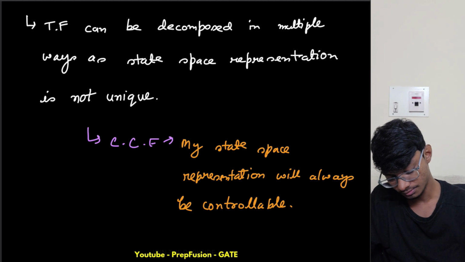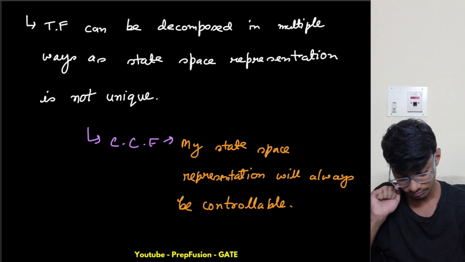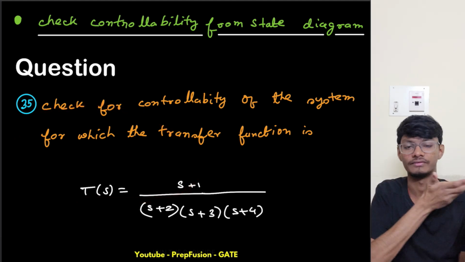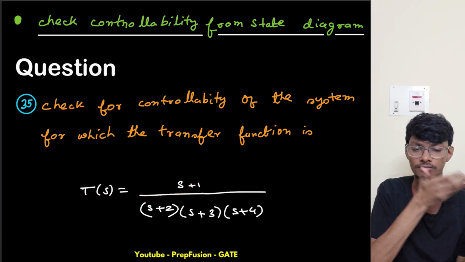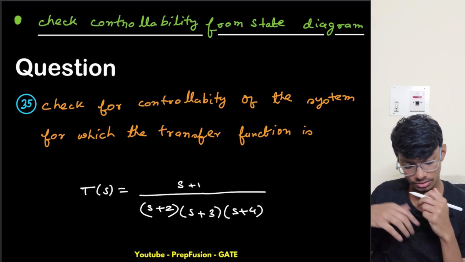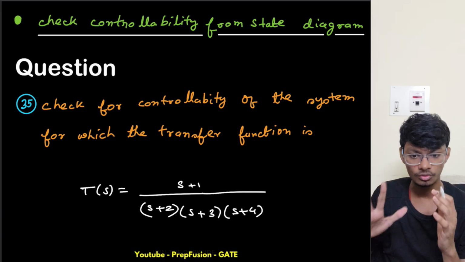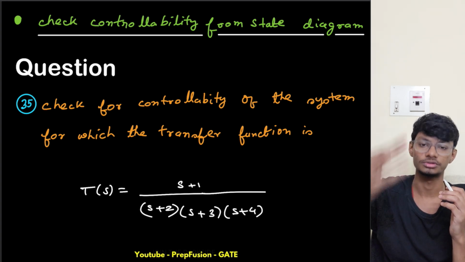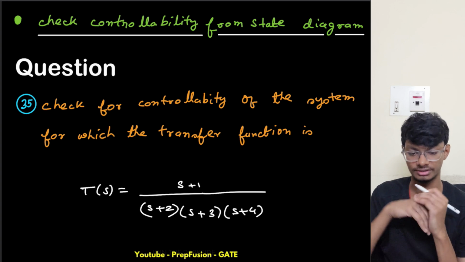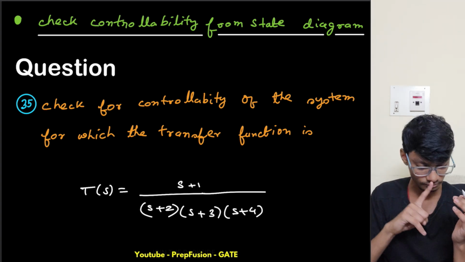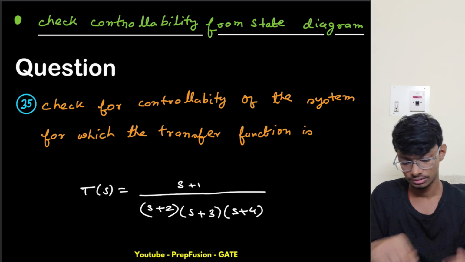So if it is always controllable, what's the point of this question? If I convert it into controllable canonical form, it will always be controllable. So is there any point? That's why, generally, questions will say what decomposition you have to do. If nothing is mentioned, my suggestion would be to go with parallel decomposition.